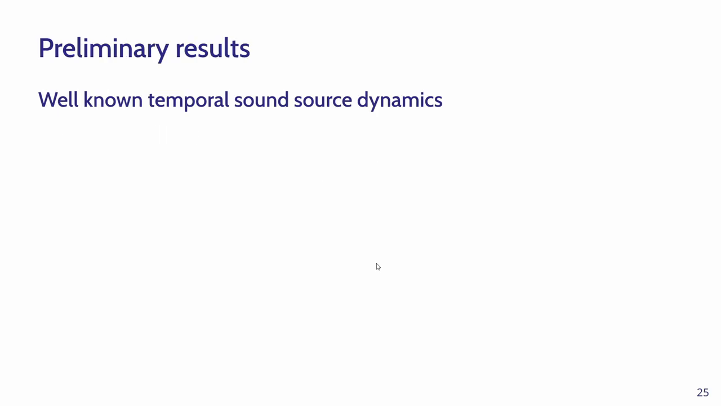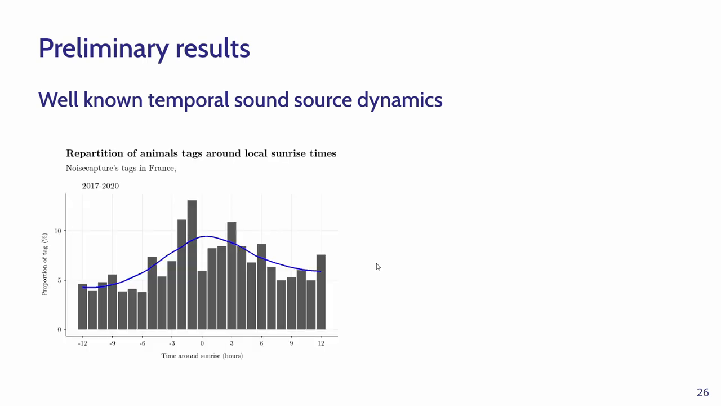Let's talk about the results. We had two axes of study. The well-known temporal sound source dynamics, and the other one was to assess physical events in the user environment. For example, we looked at the repartition of animal tags around sunrise times. On all the graphics I will be showing you, the y-axis will be the proportion of that particular tag amongst all of our tags at that time of the day for the whole dataset.